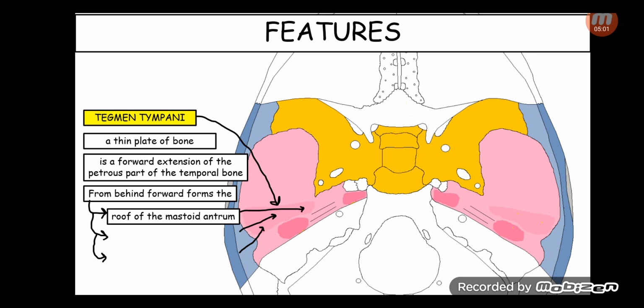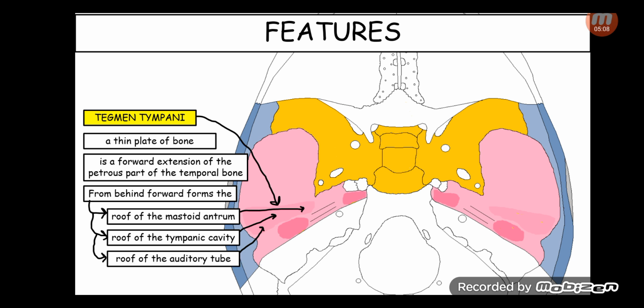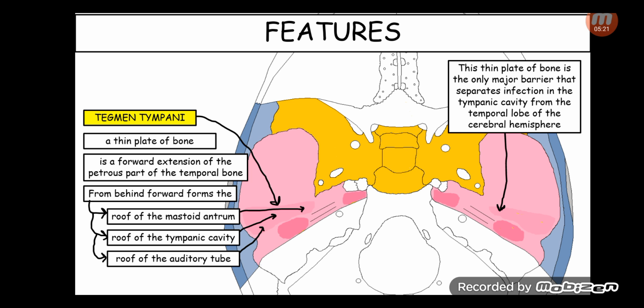It forms the roof of the mastoid antrum anteriorly, then it forms the roof of the tympanic cavity in the middle region, and then it forms the roof of the auditory tube in the posterior region. So basically it is a thin plate of bone that forms the roof of the mastoid antrum, tympanic cavity and auditory tube, and it is part of the temporal bone. This thin plate of bone is the only major barrier that separates infection in the tympanic cavity from the temporal lobe of the cerebral hemisphere. So that's the reason it is really important, and from the MCQ point of view it is also important.